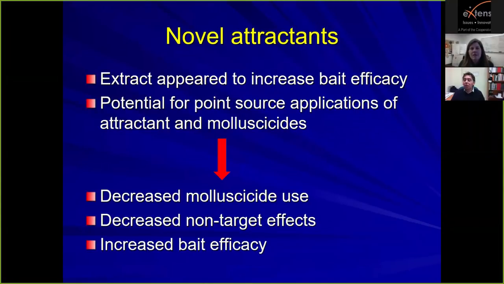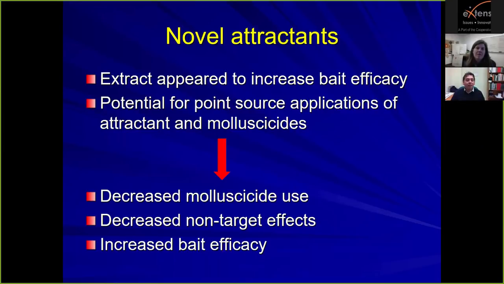Interestingly, the extract also appeared to increase the efficacy of the metaldehyde by attracting the semi-slugs and the giant snails into areas where we had broadcasted. And this has obvious implications for the management of gastropods in general. So for example, if we could attract snails and slugs from distance into traps or into killing zones within fields or within crops, then it might be possible to reduce extensive broadcast applications of molluscicide, decrease non-target effects, importantly decrease cost, and ultimately increase the efficacy of existing baits.